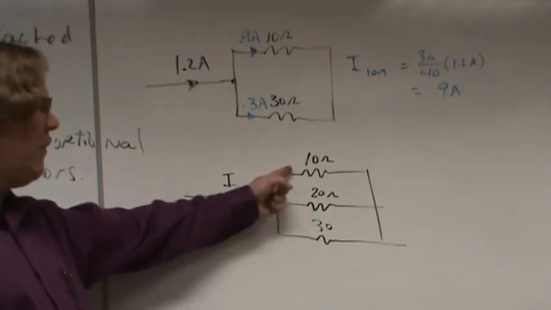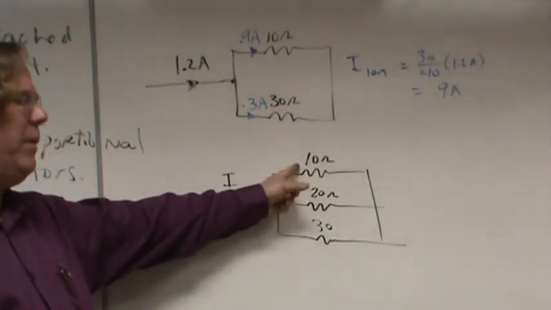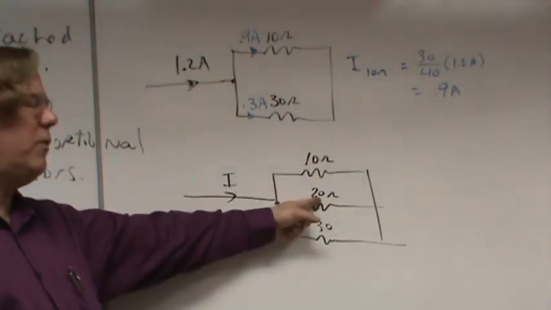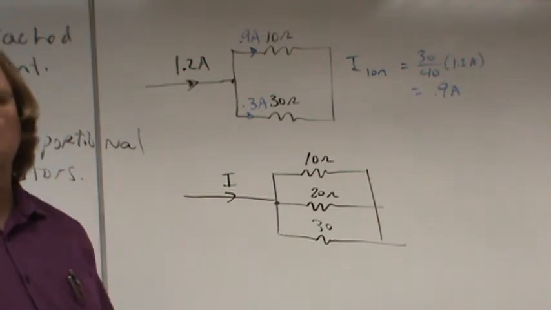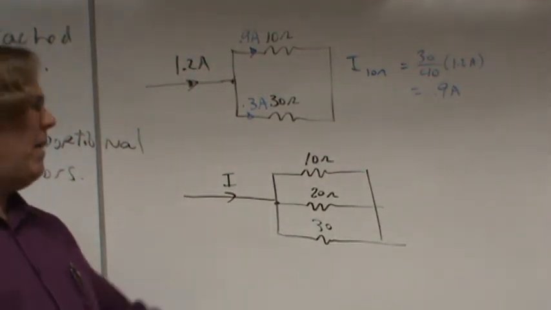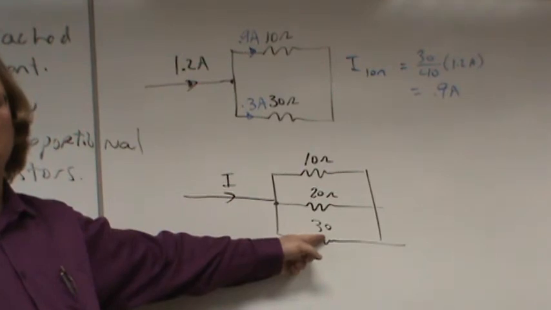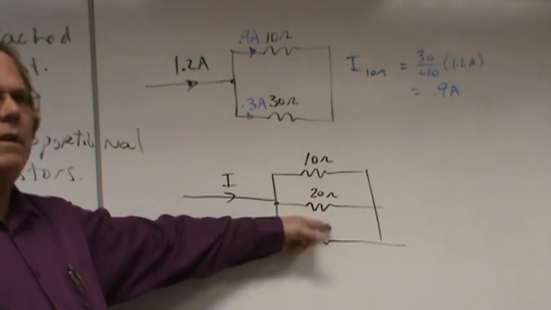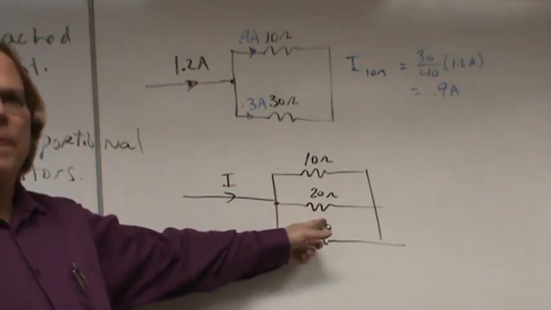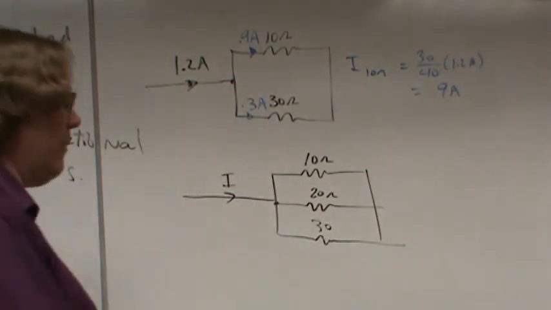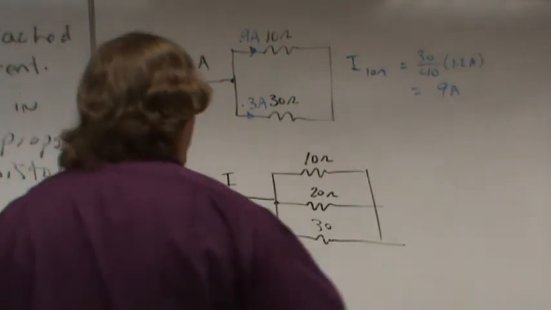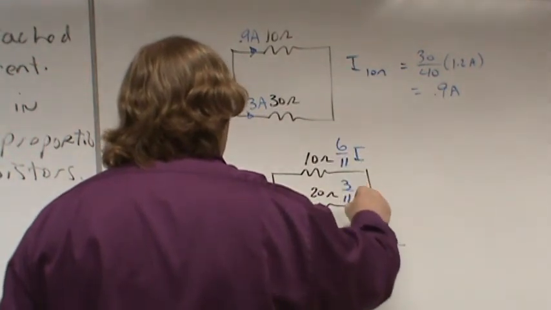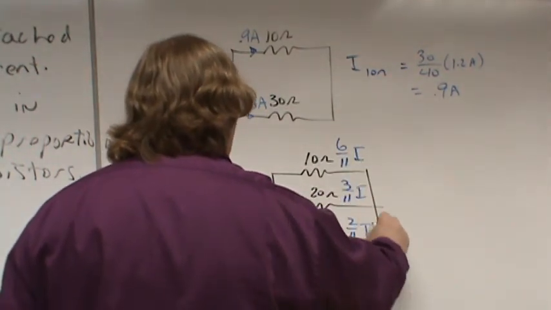What's the relationship between the currents through these resistors? Who's going to get more current, the 10 or the 20? Good. How many times more? Twice as much. And how many times more current does the 10 get than the 30? 3 times as much. And the 20 versus the 30? 50% more. To get the actual currents requires some math, and it ends up being that this one is 6/11ths I, this one is 3/11ths I, and this one is 2/11ths I.